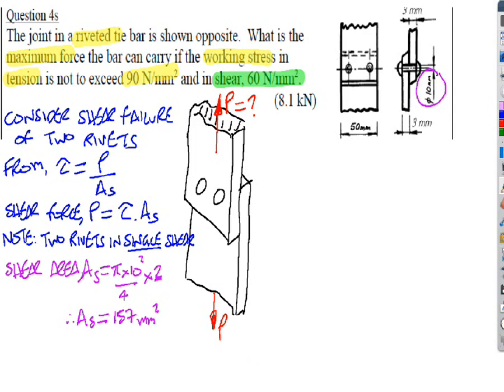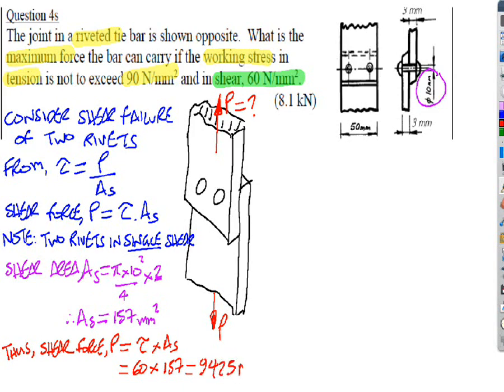And then from that we can find the force from the above equation. So thus the shear force P is equal to the shear stress. Now the shear stress from the question is 60. Alright, so I'm getting that from the question above. Perhaps I'll write the formula down here, a bit more clarity. Shear stress multiplied by the area in shear, so that will be 60 from above multiplied by the area in shear, which is 157. So I get 9,425 newtons.